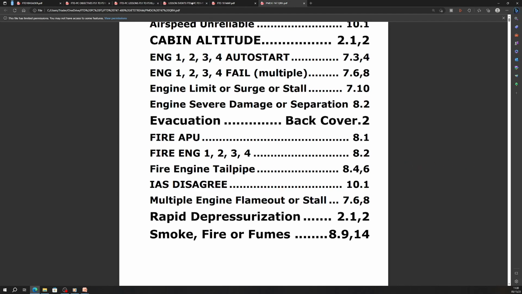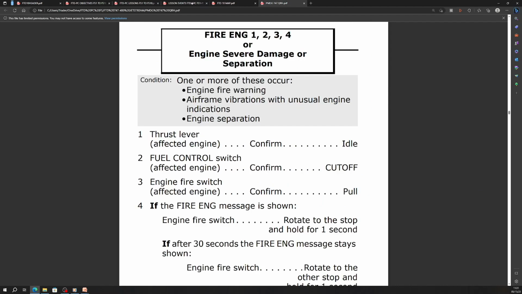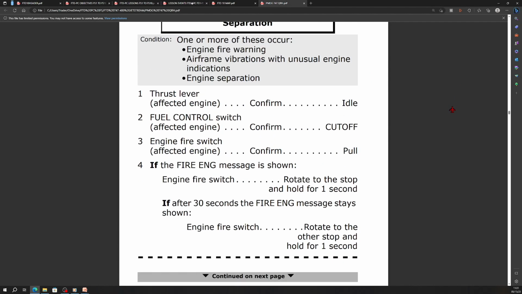Of course, the first thing we're going to do in any event is always do the memory items first, and then we'll go to the checklist second. Anything above the dashed black line are memory items. Anything below the black dashed line are checklist items to be read and completed.